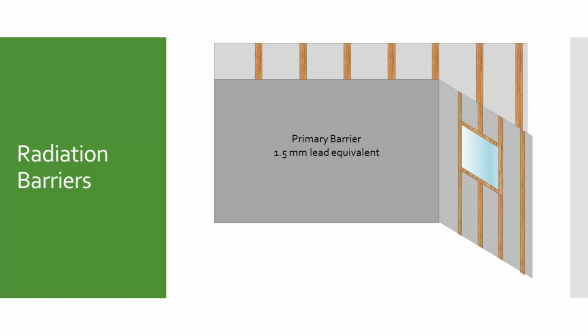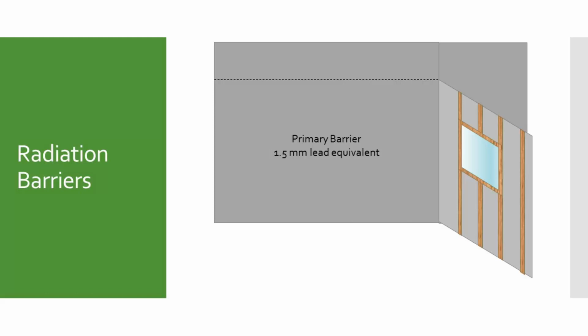We will adhere this to the support studs, but only up to 7 feet, as the primary X-ray beam is not able to reach above this height in regular applications. Regular drywall or sheetrock can be used in the area above the 7-foot mark and behind other barriers.